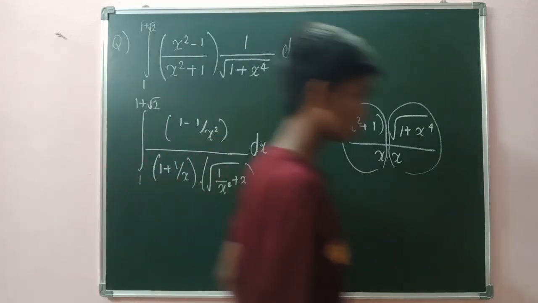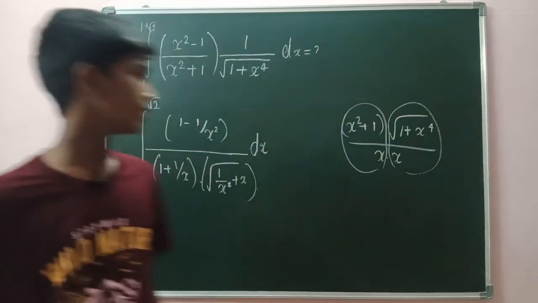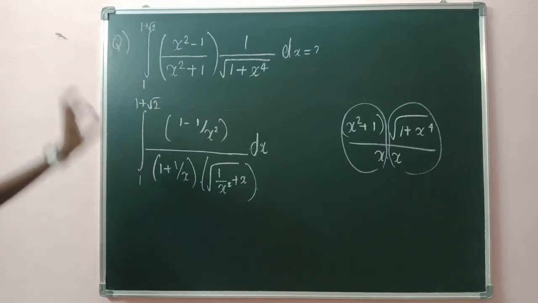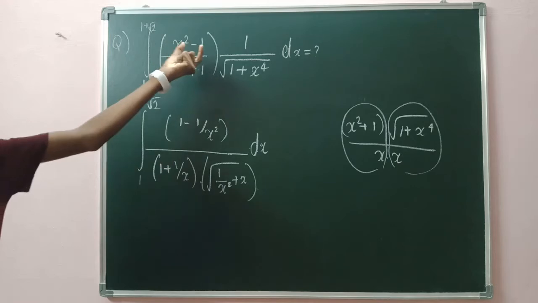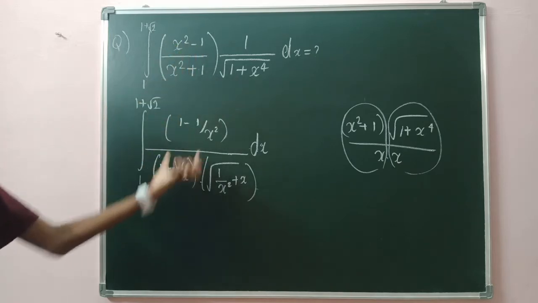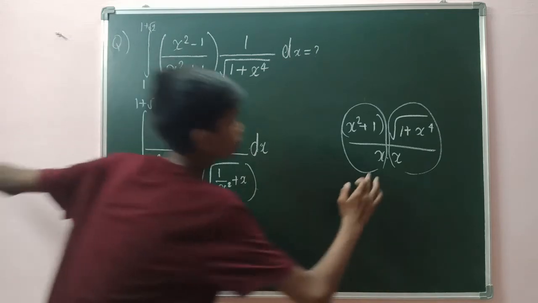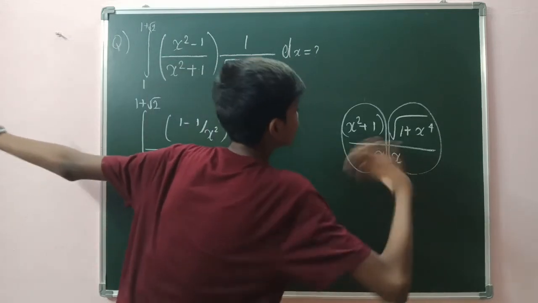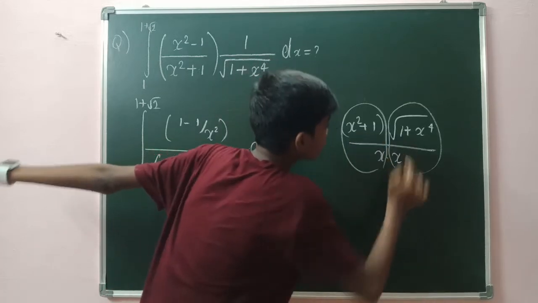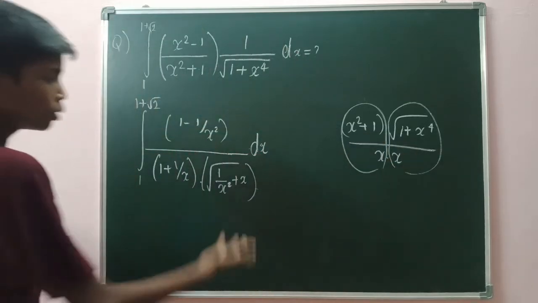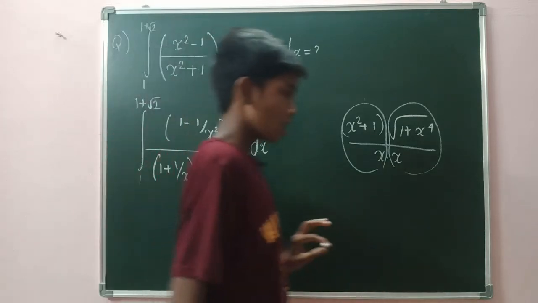Until then, see what I did here. I just divided x square on both numerator and denominator. When I divided x square on the numerator, we get (x square minus 1) by x square, which is nothing but 1 minus 1 by x square. In the denominator, I just split x square as x into x, such that one x is for x square plus 1 and the other x is for root of (1 plus x power 4). When you do this, this is the type of integral you will be left with.